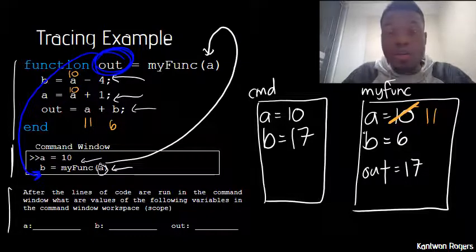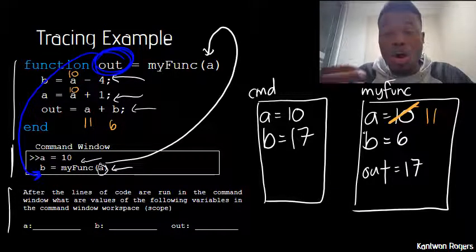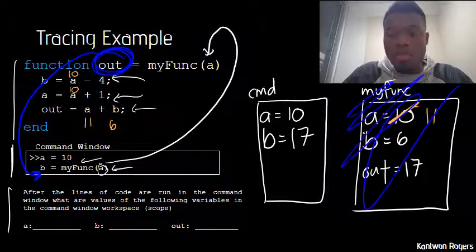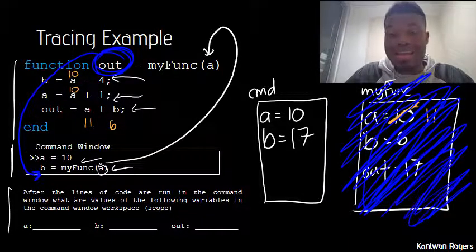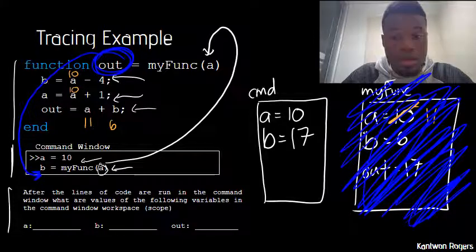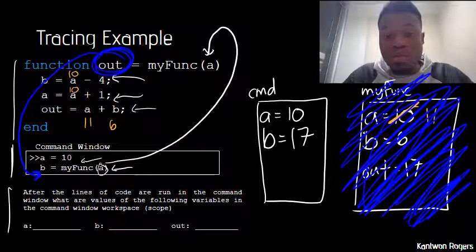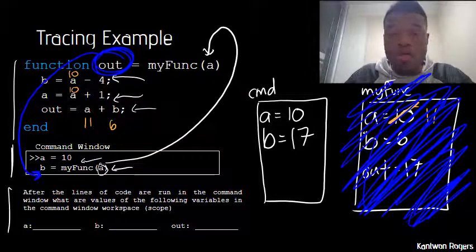Now, once we finish running our function, all the variables, or our whole memory, is erased. Okay? So all of this goes away. We don't remember anything about those intermediate values. All that's remembered is what's passed back from one scope to another. So then now, our second line of code in our command window is done, and now we can answer the question.